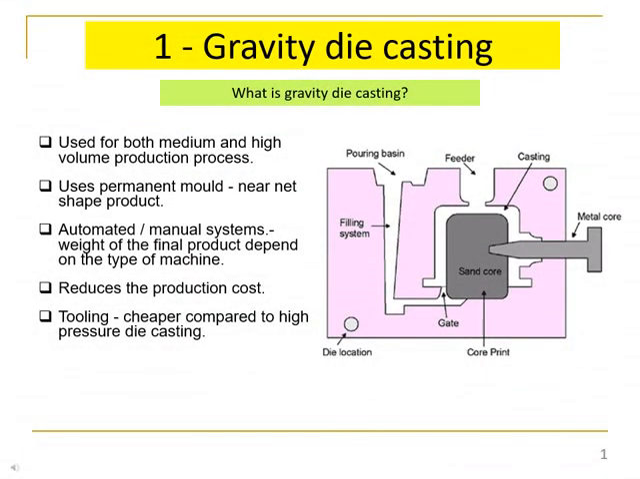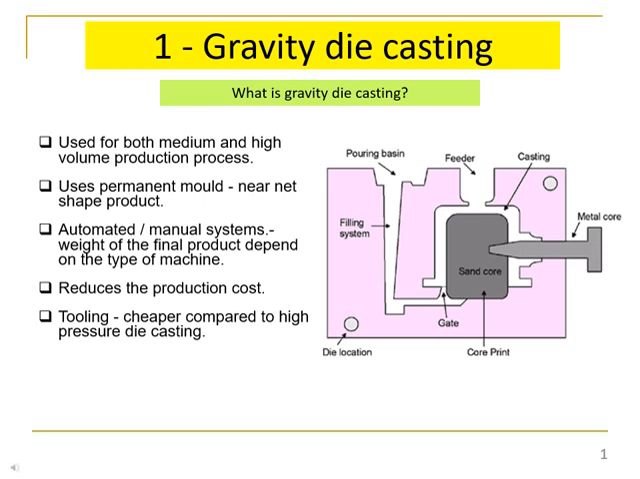Gravity die casting is one of those processes that is popularly used for both medium and high volume production. Under normal circumstances, this process uses a permanent mold, thus it is easier to achieve near net shape products. This die casting capability varies from one manufacturer to the other.